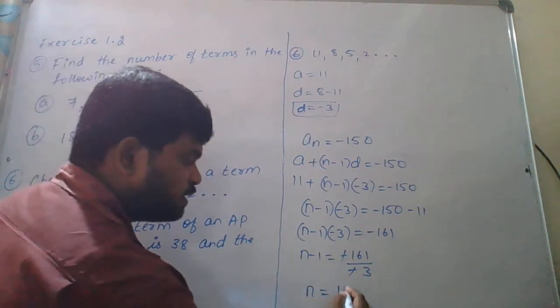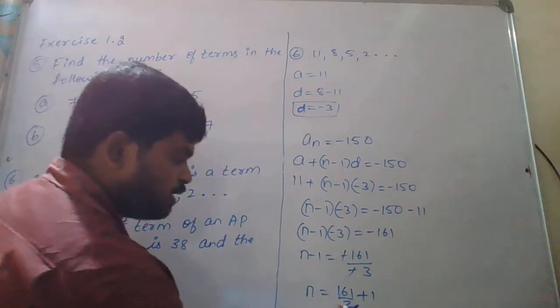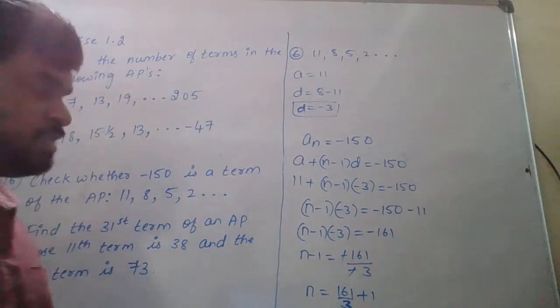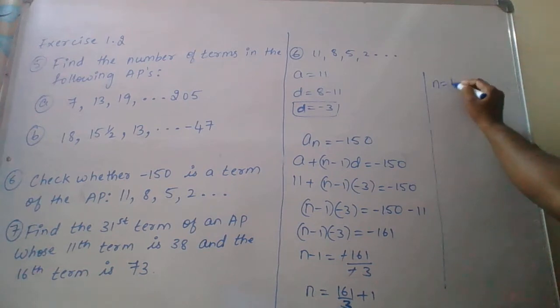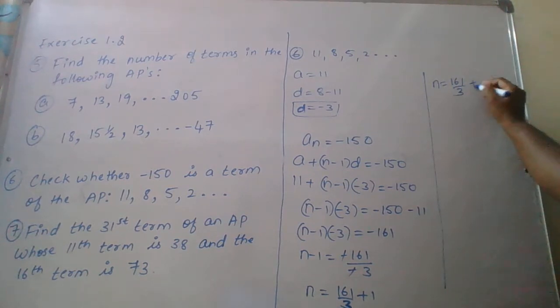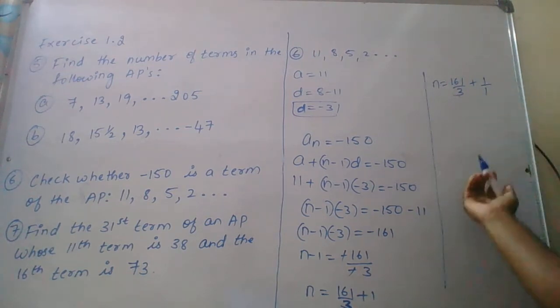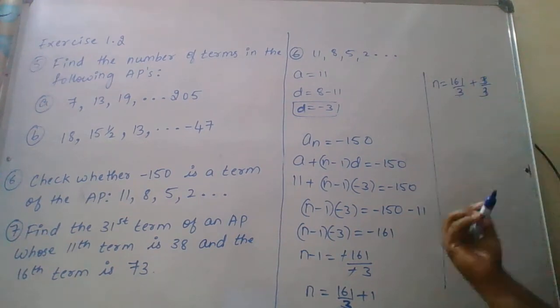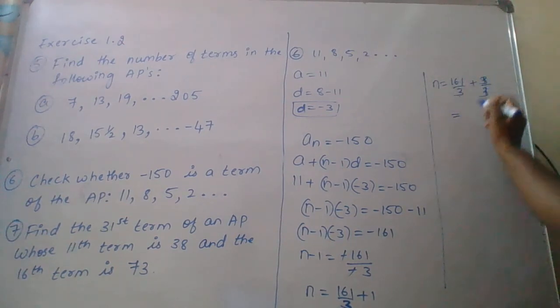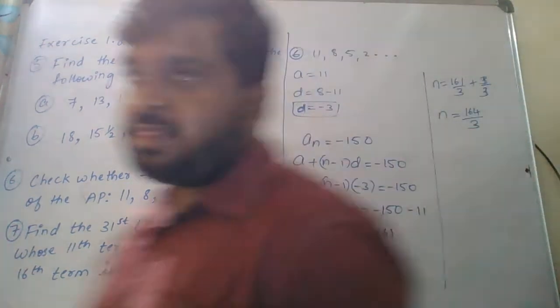N is equal to 161 by 3, and the minus 1 to this side will become plus 1, isn't it? Now, let's take the LCM. N is equal to 161 by 3 plus the 1, which can be written as 1 by 1. What is the LCM of 3 and 1? It is 3 itself. So I have to make this 1 as 3. How do I make 3? I have to multiply it by 3. 3 ones are 3. Directly I am doing it. So you add it: 161 plus 3 is 164 divided by 3. This is the value of N that you got.